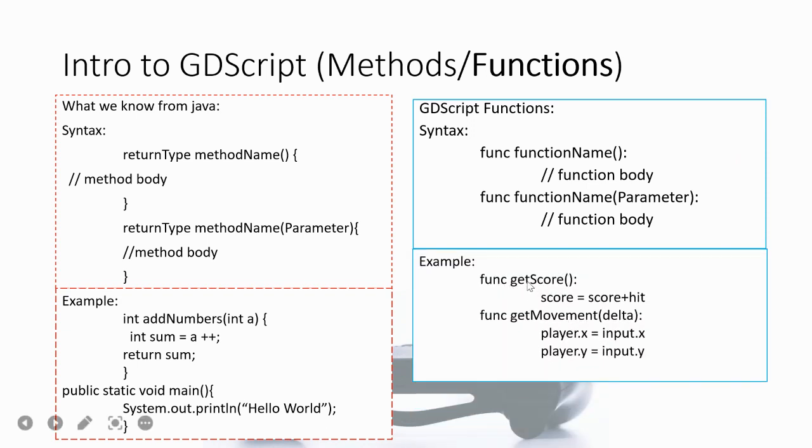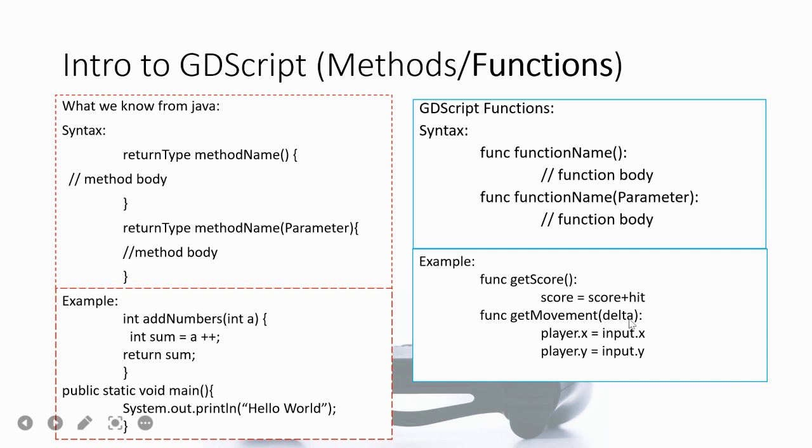Here the function name is getScore. You start with the word func, F-U-N-C, followed by the function name getScore, then parentheses, and then your colon. This is our function body: score is equal to score plus hit. There is also no semicolon; it goes straight on. Next, we have another example, func get_movement, with delta.